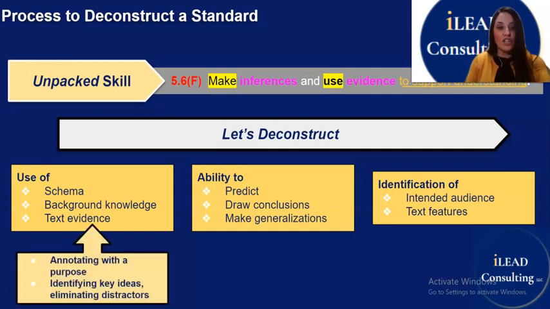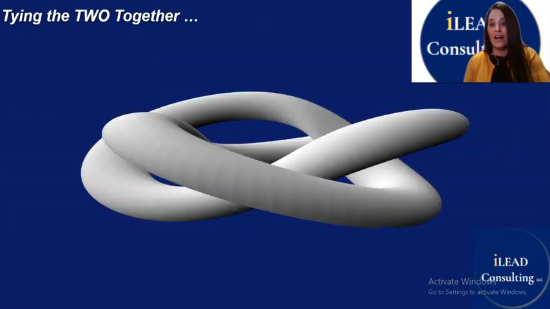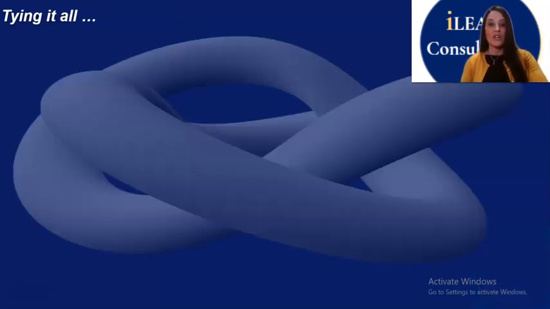When we go back to the use of schema, background knowledge, and text evidence, I'm going to go deeper into annotating with a purpose, identifying key ideas, and eliminating distractors. Where would I see that? I'm still going to see it on the no side. Now let's tie the first two parts of this series together. Remember, part one was anchored to priority standards, and what we just now did was we unpacked and we deconstructed.